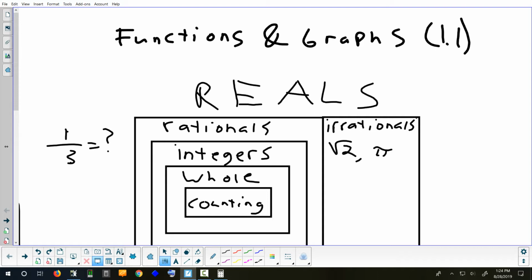Does anybody know, when you get to algebra 2, what you add to this? You have reals, and then you have another kind of number. Yeah, imaginary. That's not on this chart. Imaginary would be off to the side. So we don't talk about imaginaries right away. We will, but not yet.